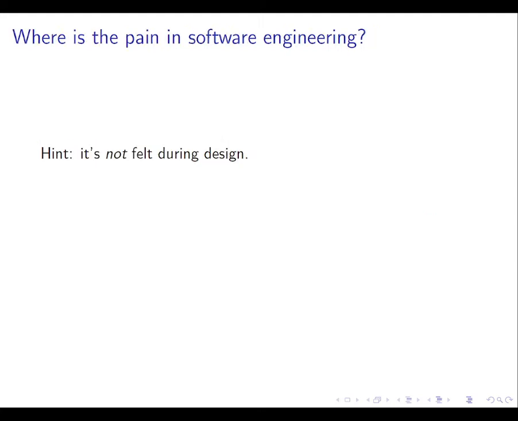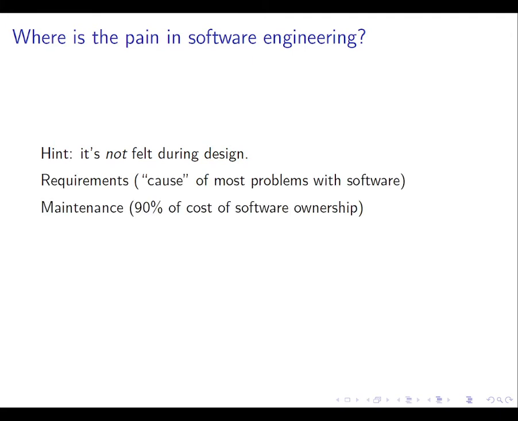So you might ask yourself, well, is it because they are where the pain is felt in software engineering? Is it that everybody knows that design and modelling are the hardest things to get right in software engineering? Well, no, it's not that. The pain is not felt during design in software engineering processes.